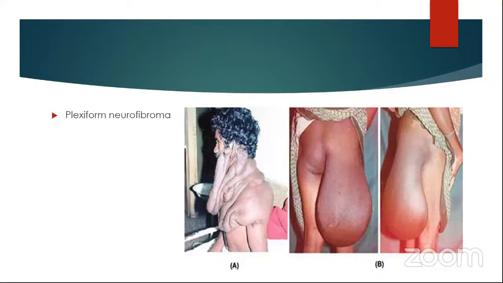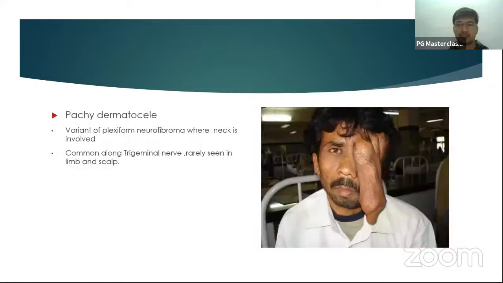Pachydermatocele. This is the variant of the plexiform neurofibroma, where it only involves the area of distribution of the trigeminal nerve. As the figure shows, in the ocular part of the trigeminal nerve, the fold is covering the left side of the eye of the patient.